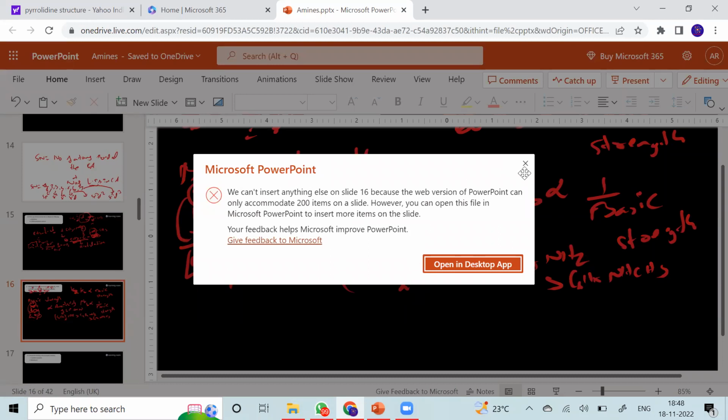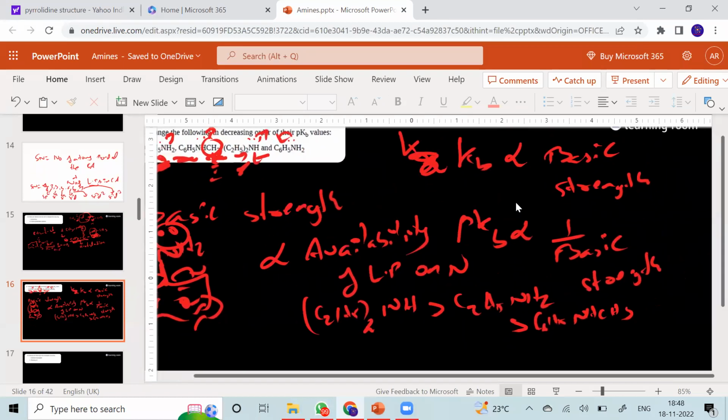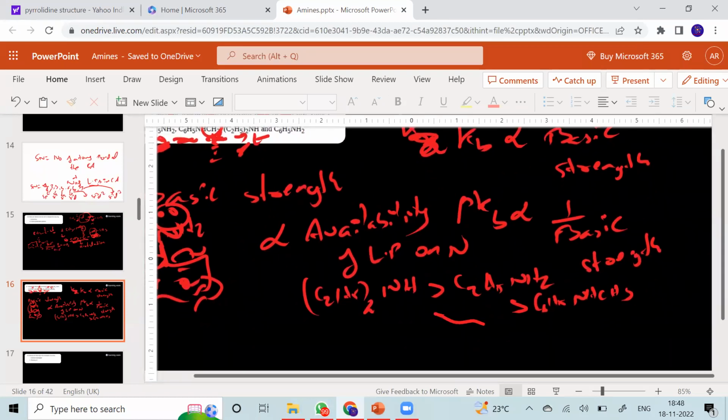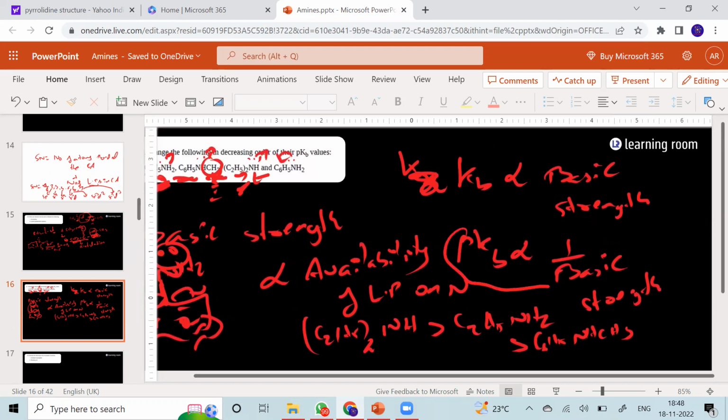Sir, what you wrote first is more basic, right? This is the basic strength order. Whatever you wrote here is your basic strength order. The reverse would be the order of the pKb values, because pKb and basic strength are inversely proportional. Whatever we wrote is the order of basic strength. Once you complete that, reverse the order to get your pKb order. Understood?